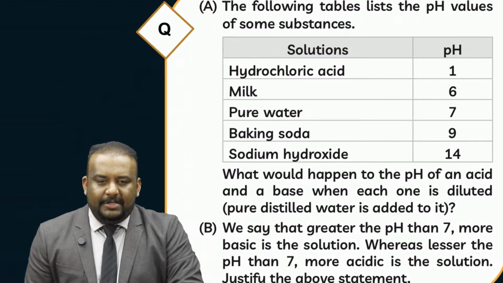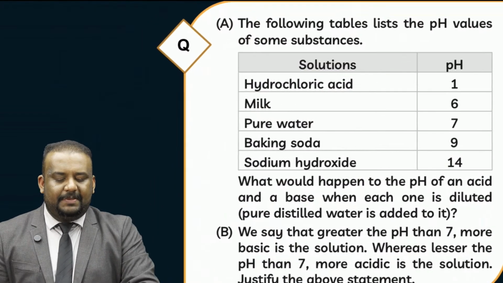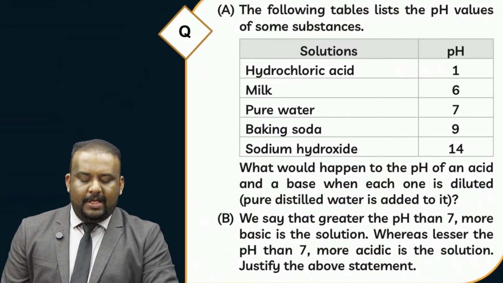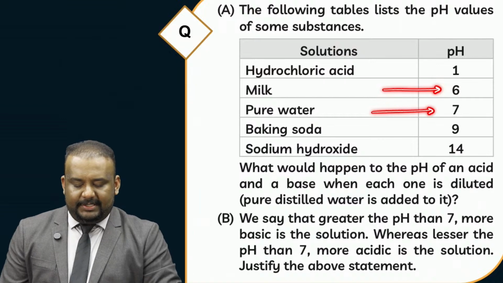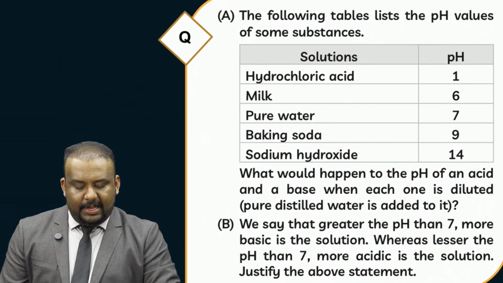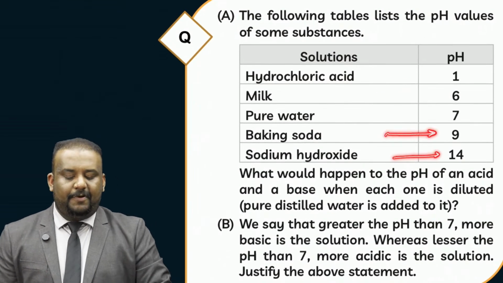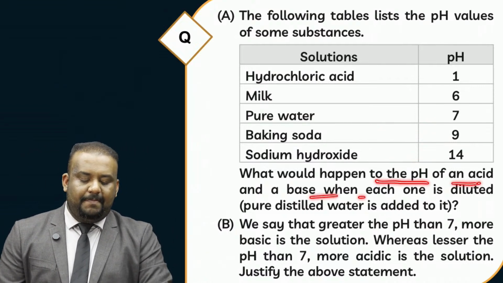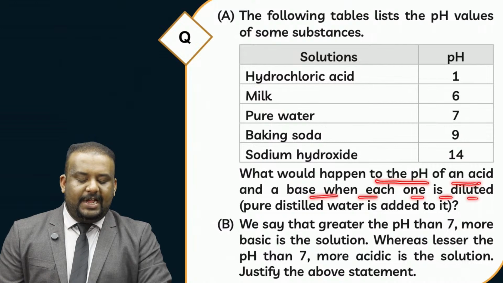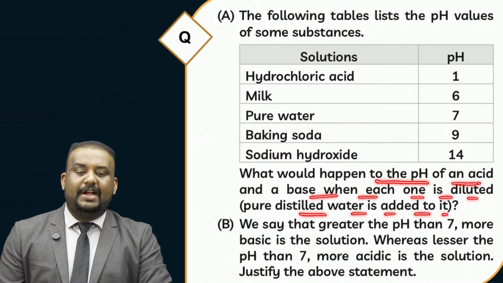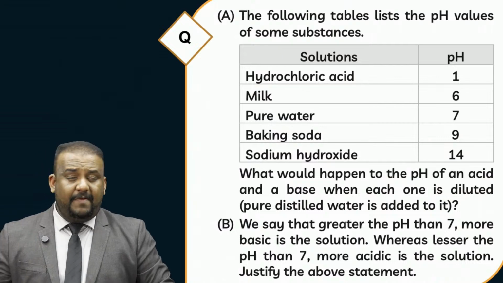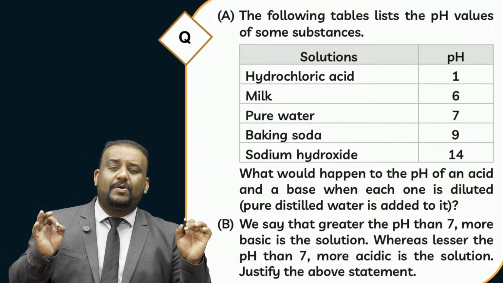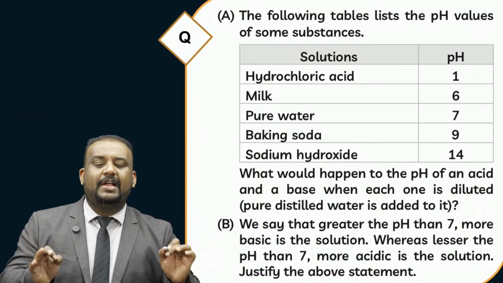The following table lists the pH values of some substances. We have hydrochloric acid pH 1, milk 6, pure water 7, then baking soda 9, sodium hydroxide 14. Question is, what would happen to the pH of an acid and a base when each one is diluted, pure distilled water is added to it? Very, very important question. On dilution, the strength of an acid and a base decreases.